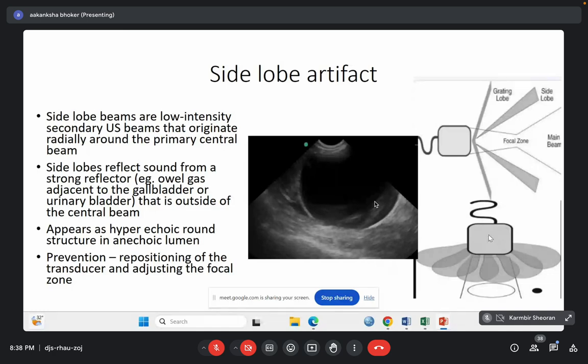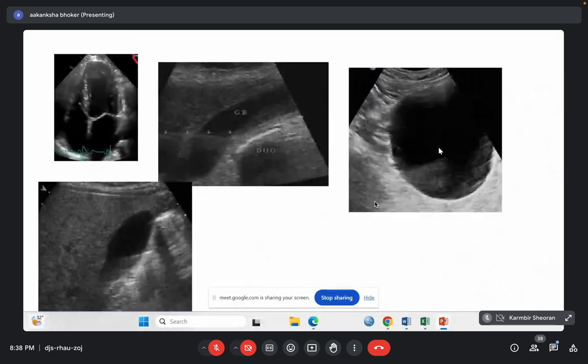Next is the side lobe artifact. What happens in the side lobe artifact? We assume that there is only the primary beam of the ultrasound, but there are also some side beams, which go and produce signals. Suppose there is a structure having anechoic content, like the urinary bladder or the gallbladder. This image is formed from the primary beam, but the side beams also interpret some image of their own, which appears as rounded echogenic structures within the anechoic lumen. In the middle of the urinary bladder or gallbladder a white type of structure will be seen, which is known as a side lobe artifact. See, inside the gallbladder, the duodenum from the side has given its echogenicity. Here inside the heart, it should have been only black blood, but a side lobe has come from the surrounding structure.